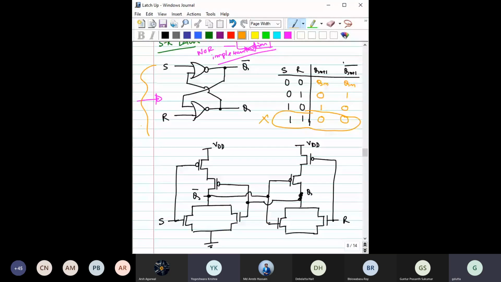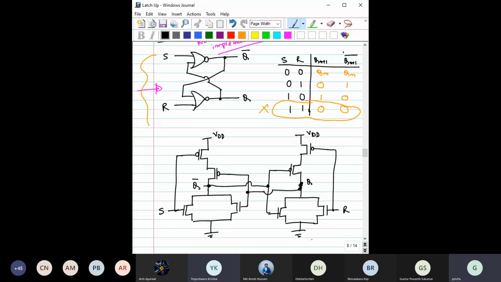So what is the big deal? If you know how to implement a two-input NOR gate and you already know the connections, then you can implement it. No big deal. So here it would be this. This is the NOR gate, the two-input NOR gate.